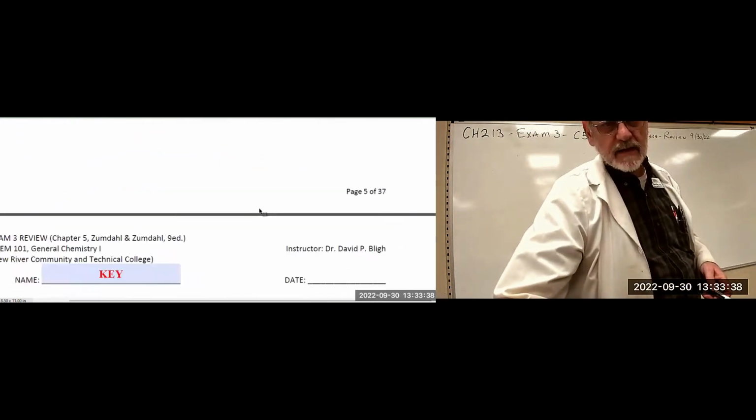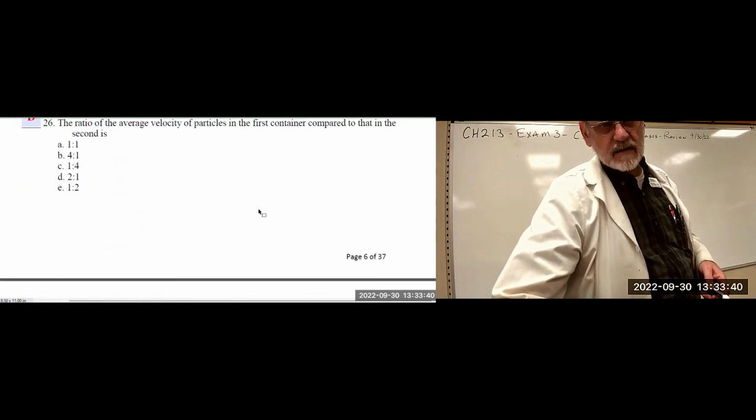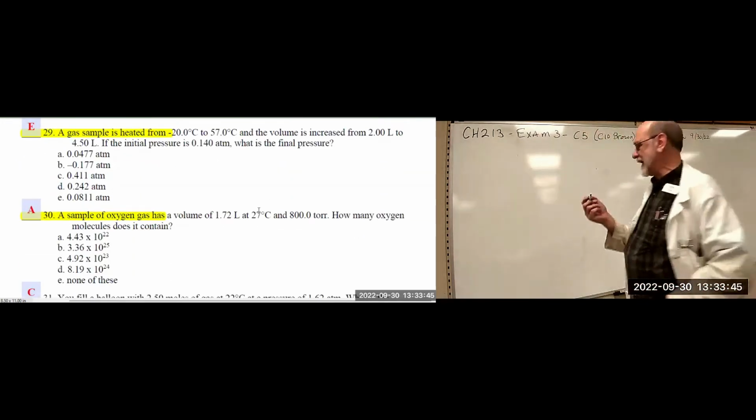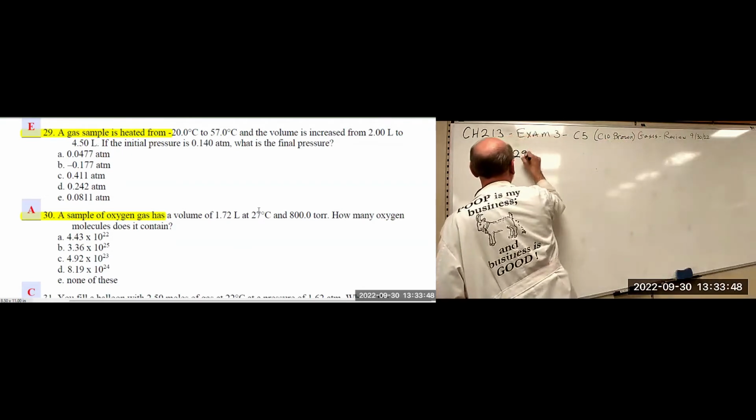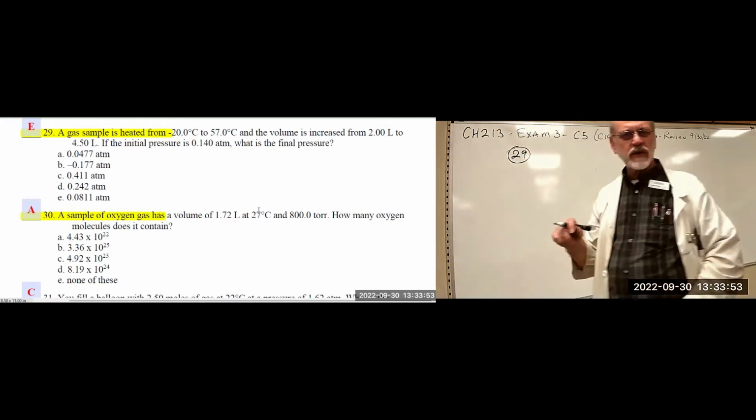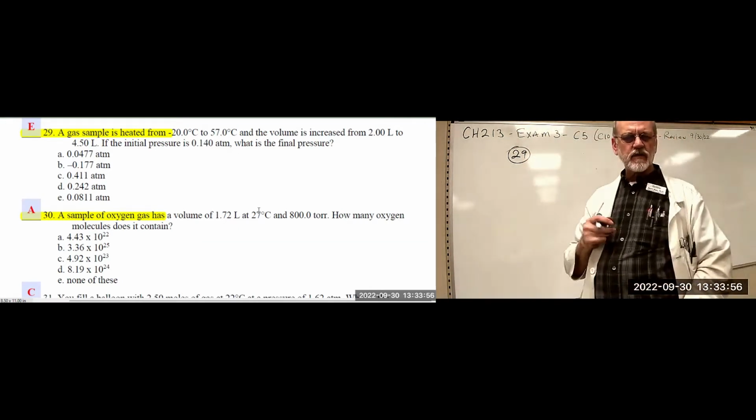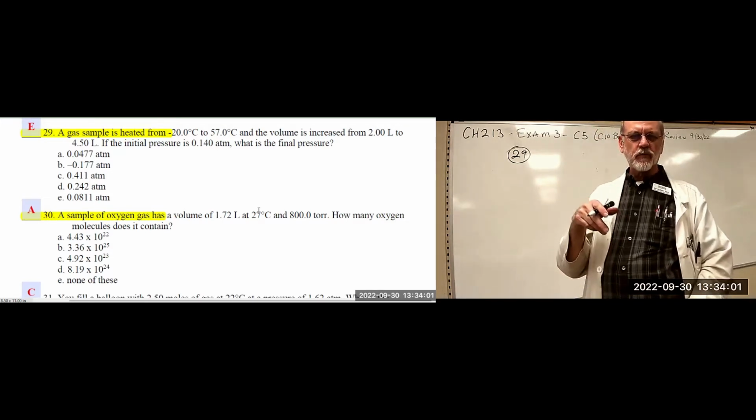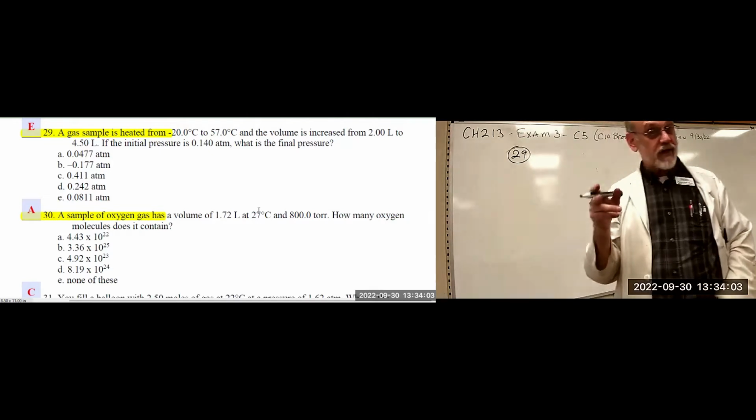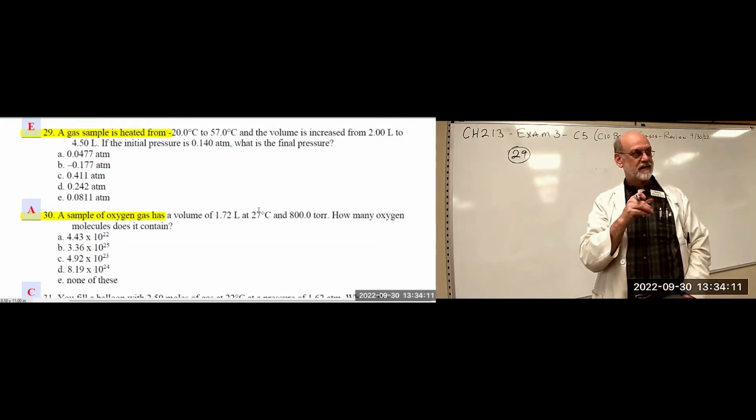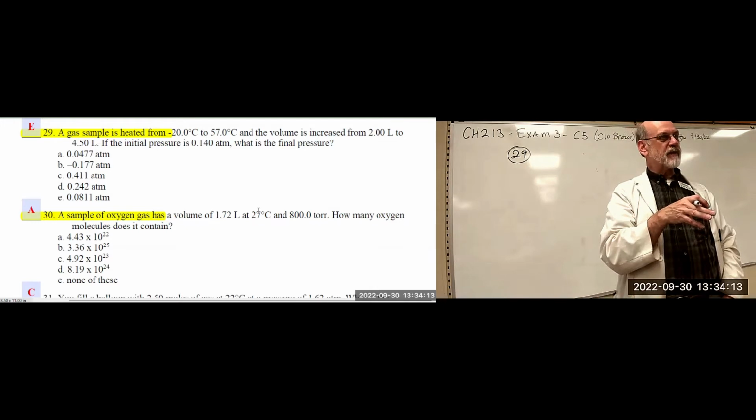Let's see. I skipped a few. Here we go, 29. A gas sample is heated from -20 to 57 degrees and the volume is increased from 2 liters to 4.5 liters. If the initial pressure is 0.14 atmospheres, what's the final pressure? All right, we've got a before and after here, but we've got more than 2 variables changing. So that tells me we need the combined gas law.